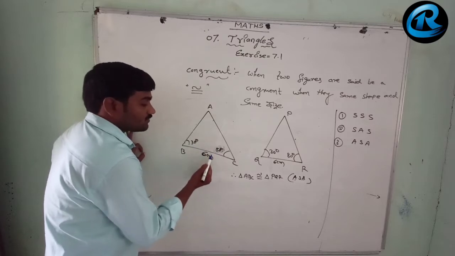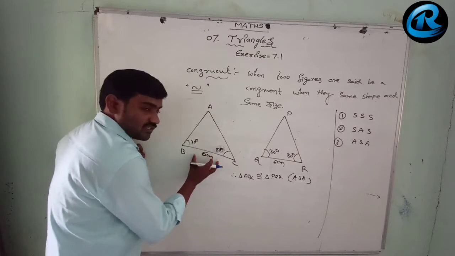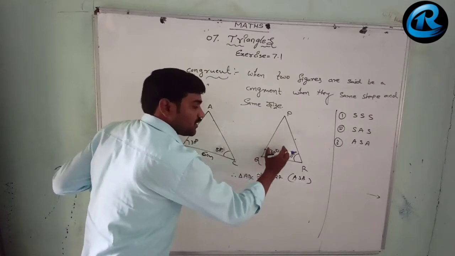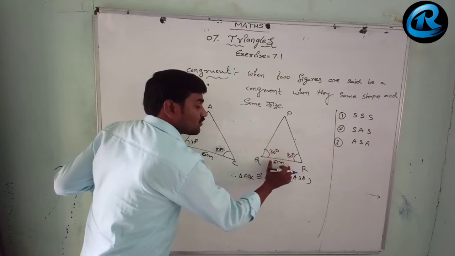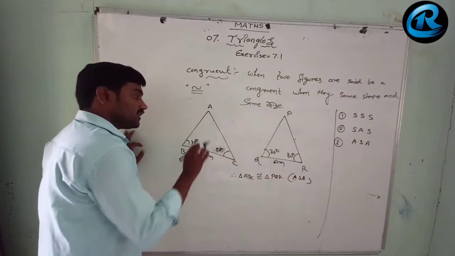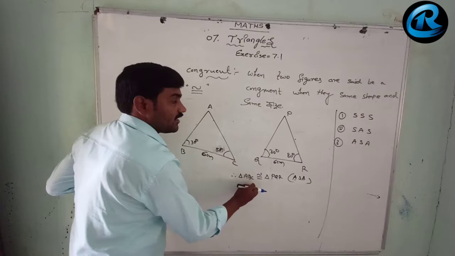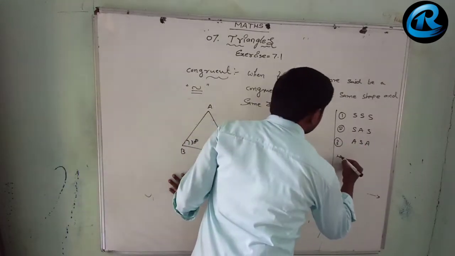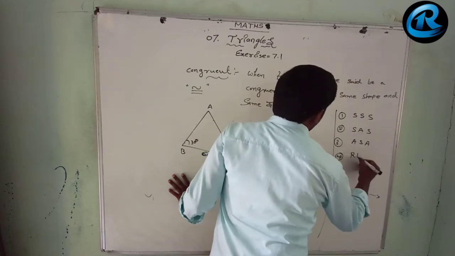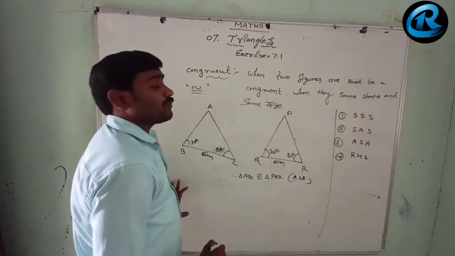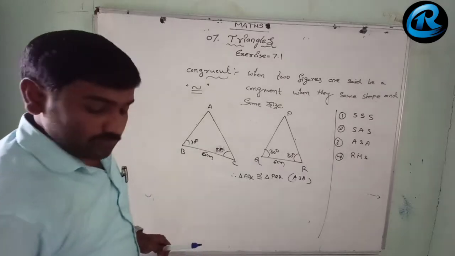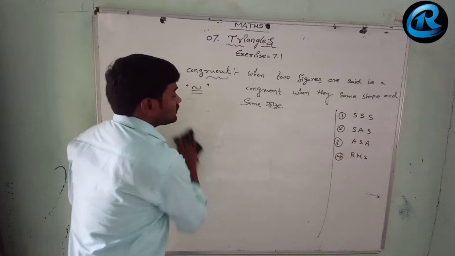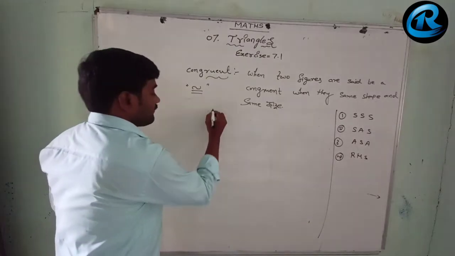So two angles and one included side of a first triangle are equal to the corresponding two angles and one included side of a second triangle. Then these two triangles are known as congruent by the rule of angle side angle. Now the next rule we call RHS, right angle hypotenuse side. That means one right angle and one side.